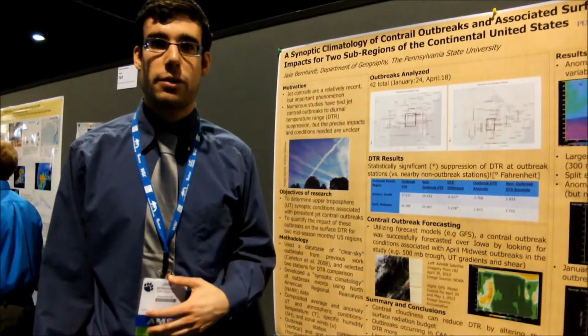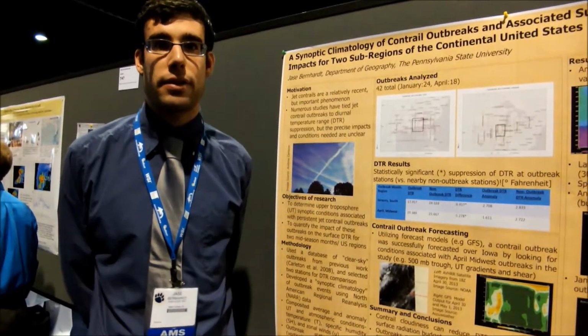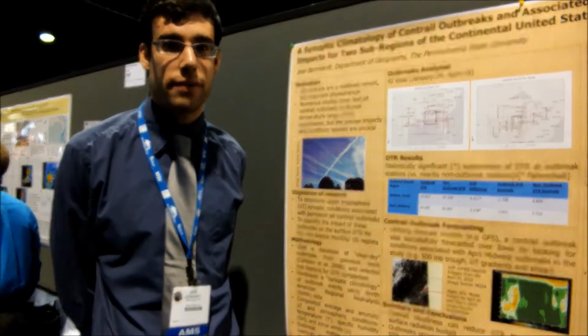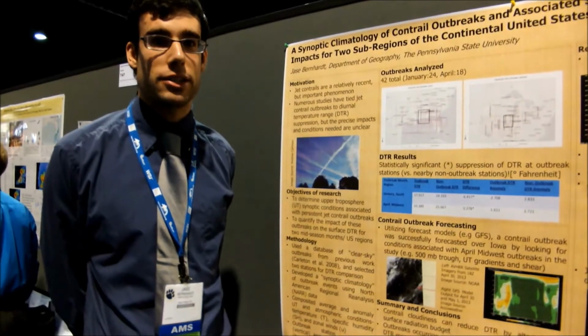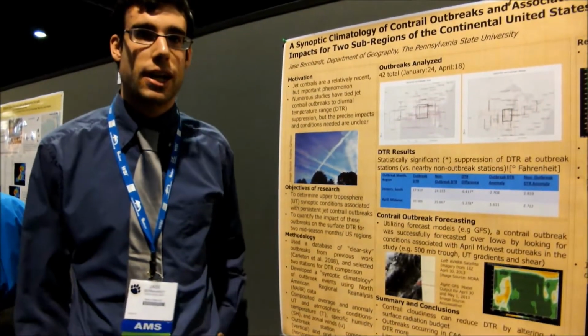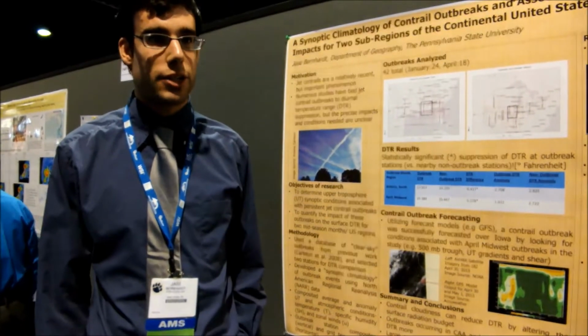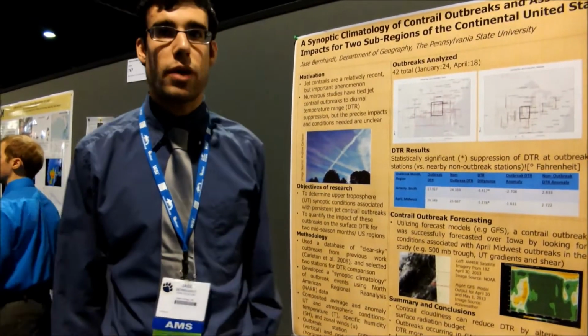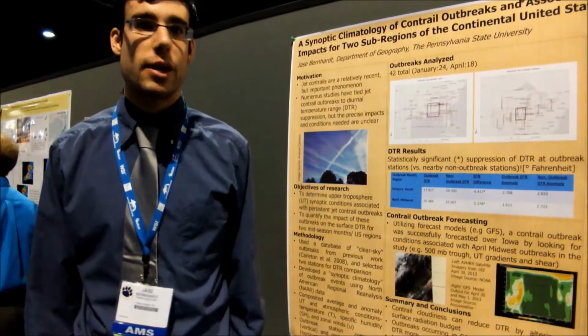Now the opposite of the study was done in the days following the September 11th attacks, when you had the grounding of all commercial air traffic over the United States. You saw, in the absence of jet contrails, an increased diurnal temperature range, or DTR, over places like the Midwest that saw lots of planes normally flying over them.